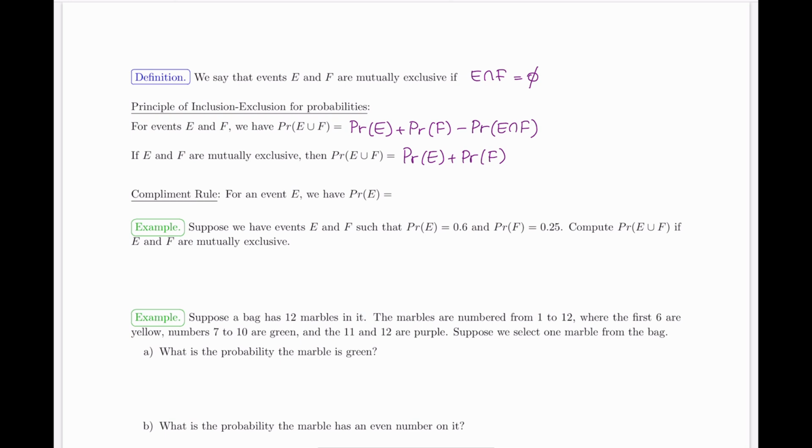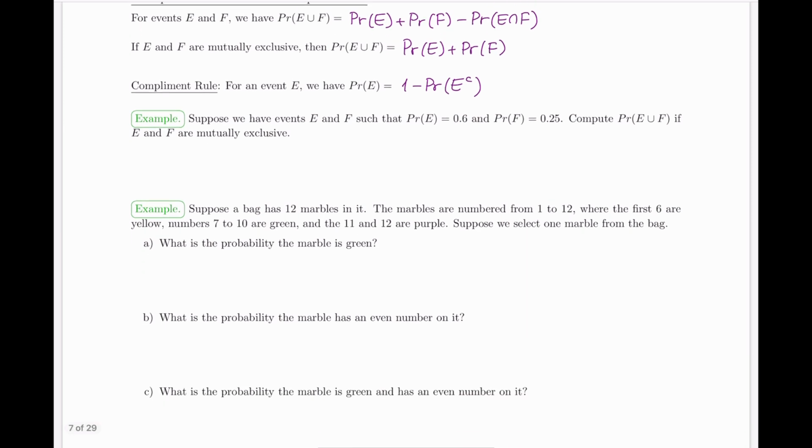Because probabilities are between 0 and 1, we can actually derive one more very useful rule that is called a complement rule. For an event E, we have that the probability of E happening is 1 minus the probability of E not happening, or the probability of E complement. And that is going to come in handy with calculations as yet another way to actually compute something.